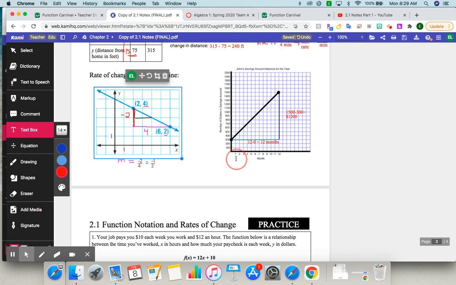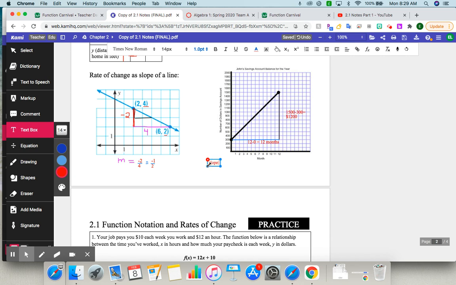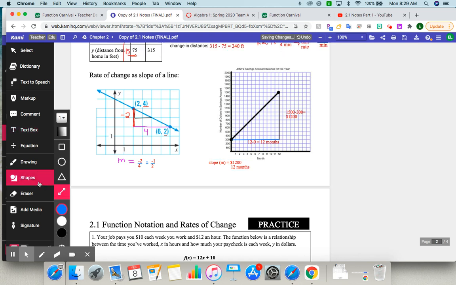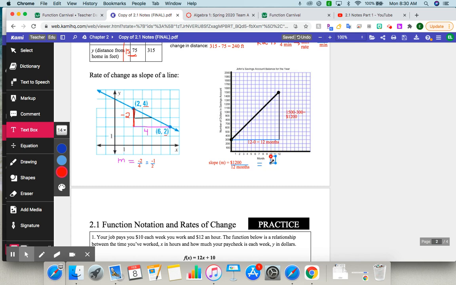Therefore, the slope of our line, aka our rate of change, so again, that's denoted by M, is 1,200 divided by 12 months, or $1,200 per 12 months. But then we can simplify this to a unit rate, and that is equal to $100 per month.